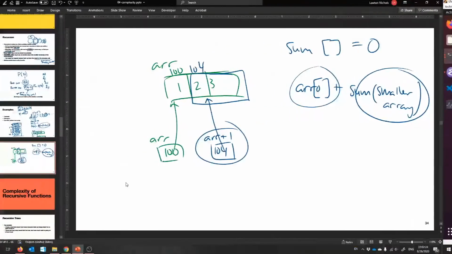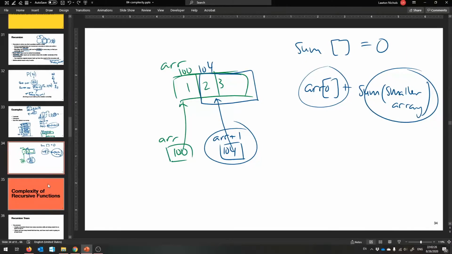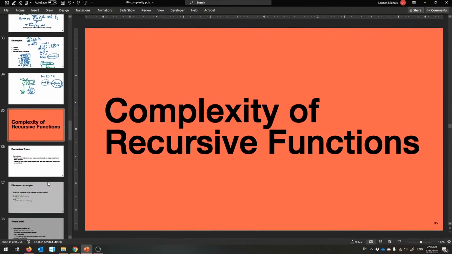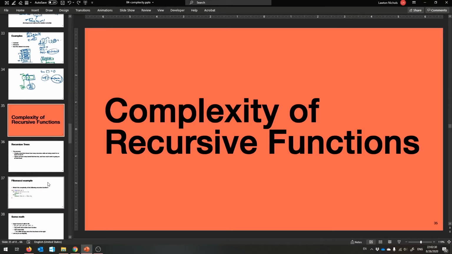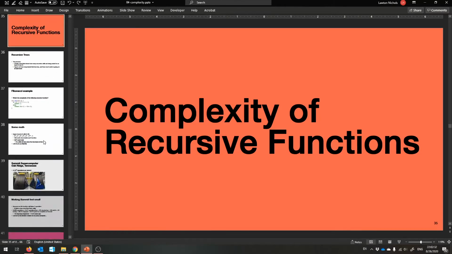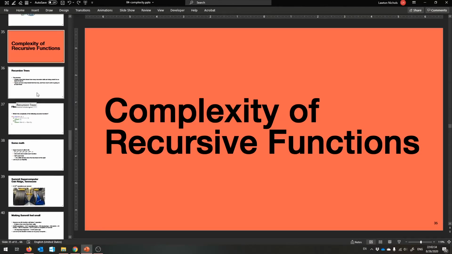Okay. Yell at me during office hours about this if you are interested. I'd be happy to explain more. I love recursion. But let's get into complexity now of recursive functions.